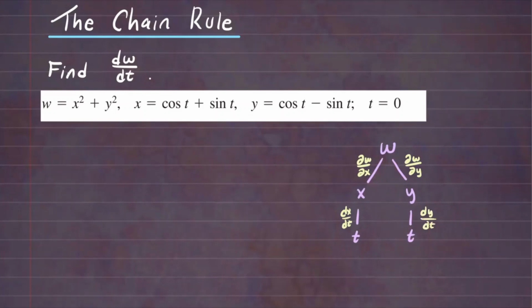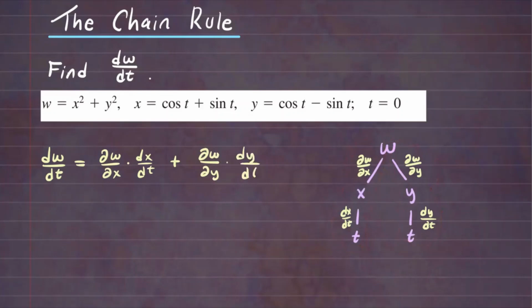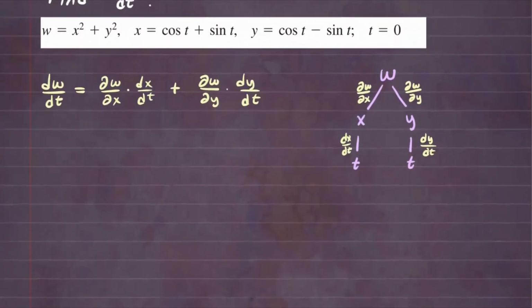Therefore, if you want to find the derivative of w with respect to t, this is simply this path right here plus the product along the other path. So we're going to have the partial derivative of w with respect to x times dx/dt, plus, for the second path, the partial derivative of w with respect to y times dy/dt. That is your formula if you have variables x and y, and they both depend on a single variable t. So let's take a look at it for this example.